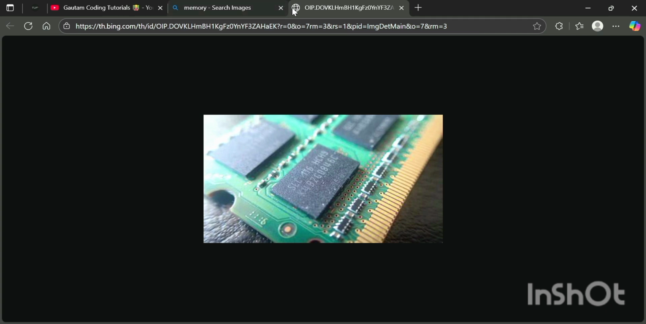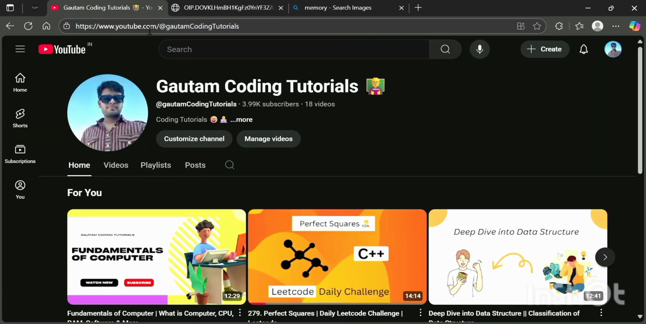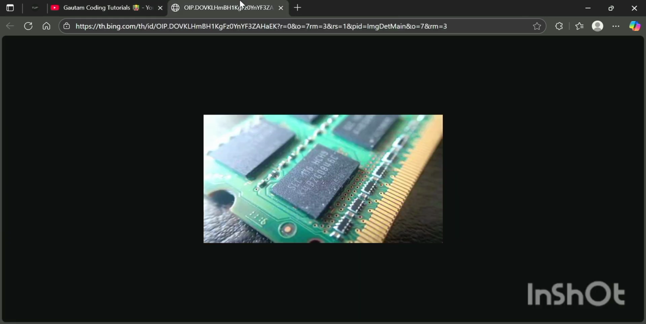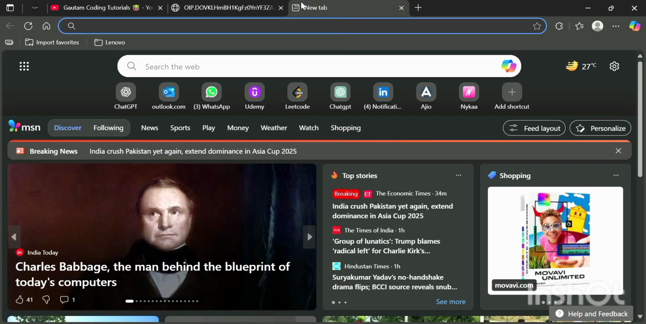Now let's start with secondary memory. Secondary memory is also known as auxiliary or backup memory. It's slower and permanent storage. Secondary memory has types like magnetic tape, magnetic disk, and optical disk. We will go into more depth in further videos, but in this video we will understand only its purpose: secondary memory is slower, permanent storage.